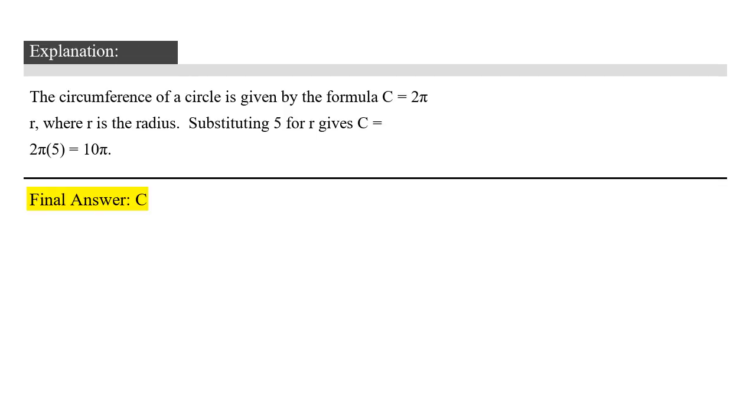The circumference of a circle is given by the formula C = 2πr, where r is the radius. Substituting 5 for r gives C = 2π(5) = 10π.